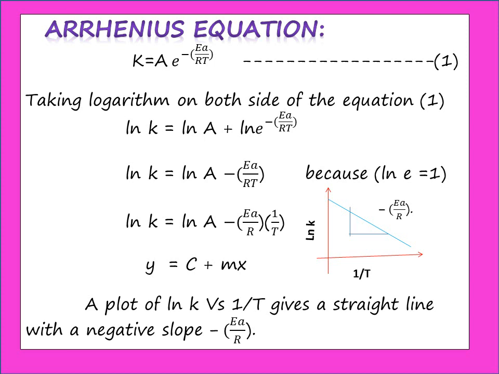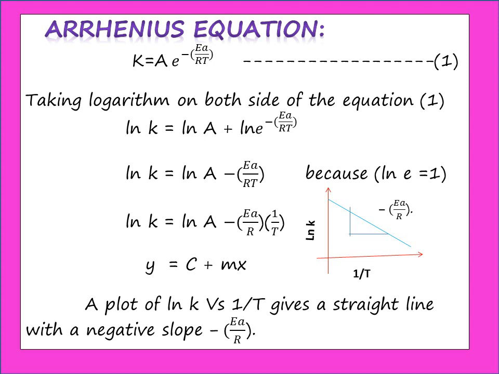What is the Arrhenius equation? k = A e^(-Ea/RT) is called the Arrhenius equation. If you take the natural logarithm on both sides, we will have ln k = ln A + ln e^(-Ea/RT). Ln e^(-Ea/RT) can be simplified as -Ea/RT ln e. But we know that ln e is 1, so we can omit that. Then ln k will be equal to ln A - Ea/RT.